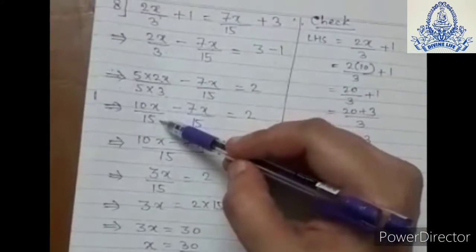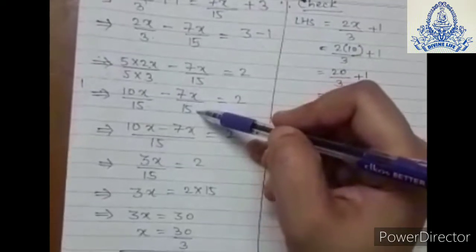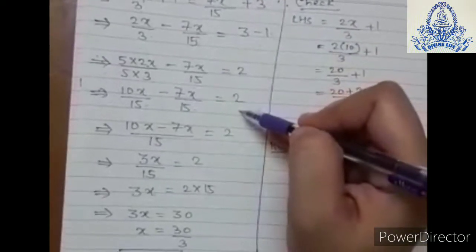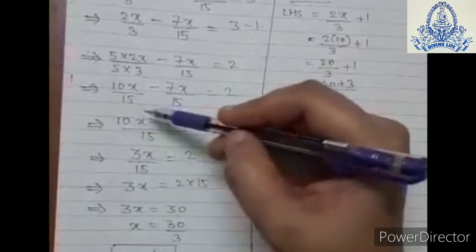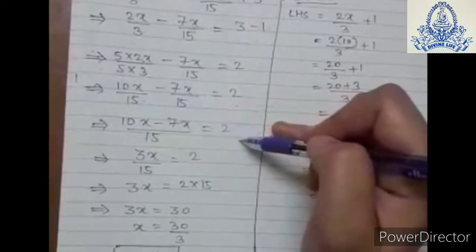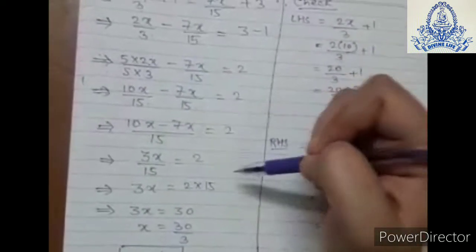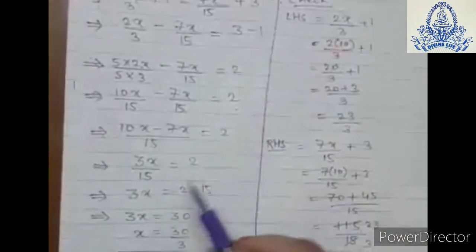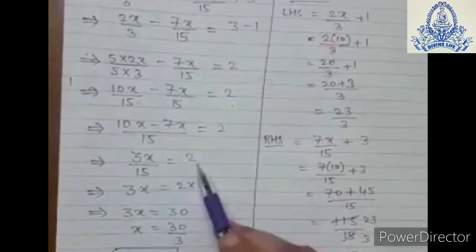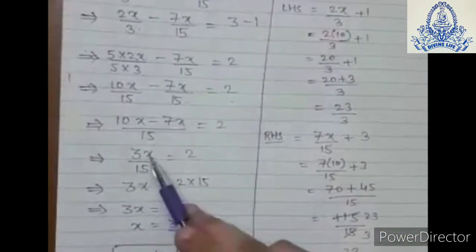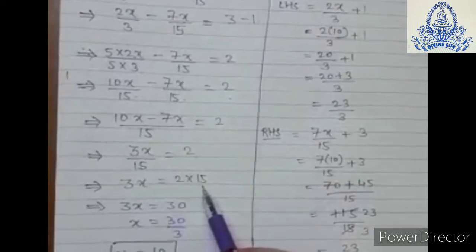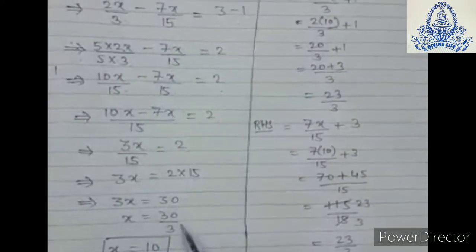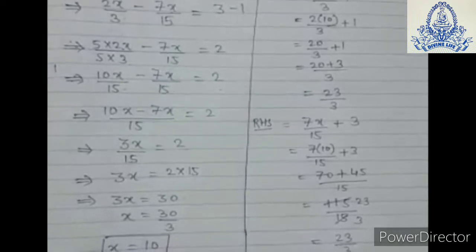So this is 10x upon 15 minus 7x upon 15 is equal to 2. So 10x minus 7x upon 15 is equal to 2. 3x upon 15 is equal to 2. Now this 15 we will transpose to the RHS. 3x is equal to 2 into 15, that is 30. So x is equal to 30 upon 3, x is equal to 10.